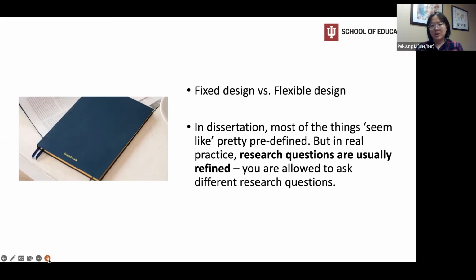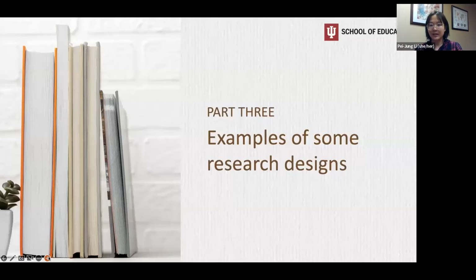So again, we want to emphasize that it is totally fine, either in your dissertation, independent project, or in your future research project, that you are adjusting things and refining things, because it's natural. So don't feel guilty about it, or feel like, no, I couldn't change things. It's totally okay, and just make sure you communicate well with your advisor, mentor, or colleagues. So next slide, thank you.